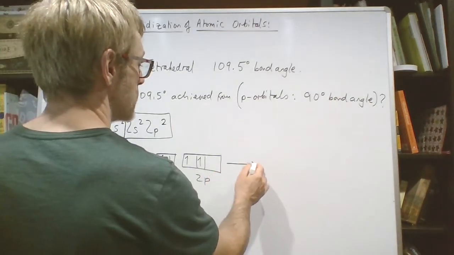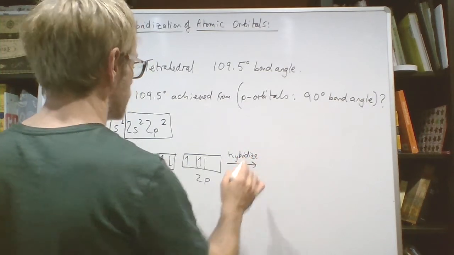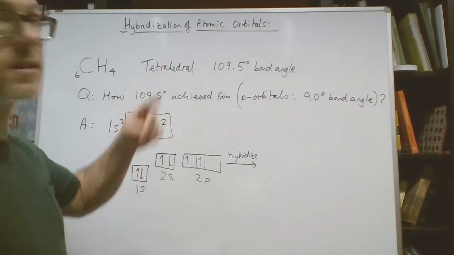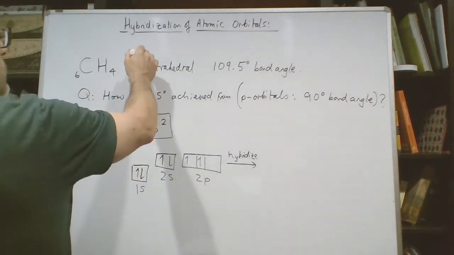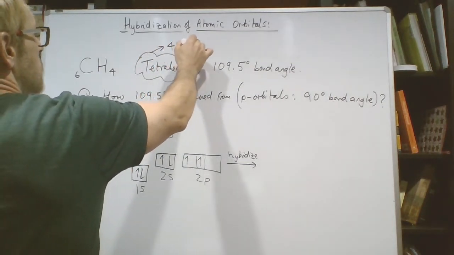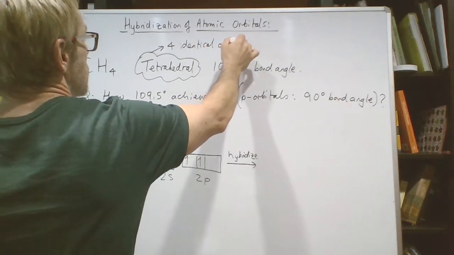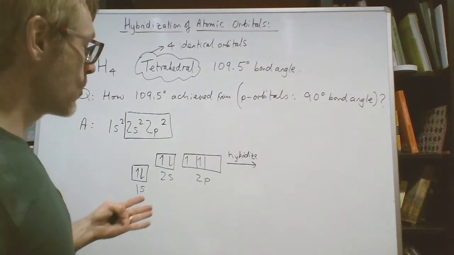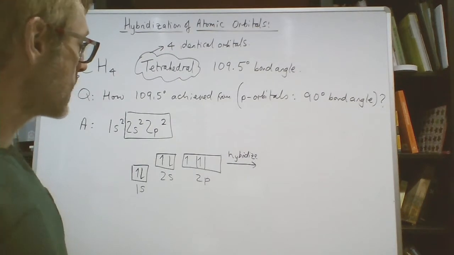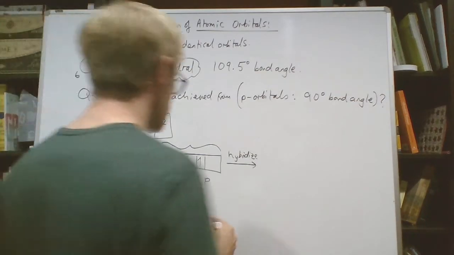But now we need to hybridize. And we know we need 4 identical orbitals because we have a tetrahedron. So this tetrahedron reminds us that we need 4 identical orbitals. And right now that's not what we have. We have 3 identical orbitals, but we need 4. So we're going to hybridize all 4 of these to make 4 identical orbitals.